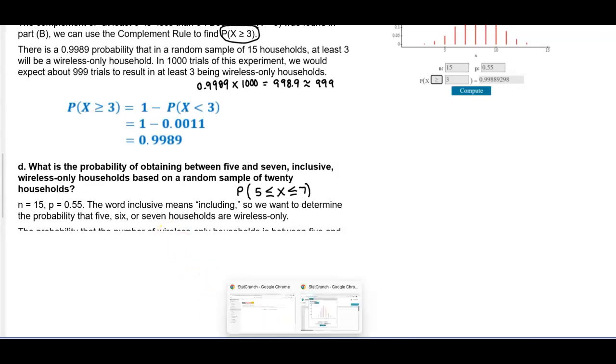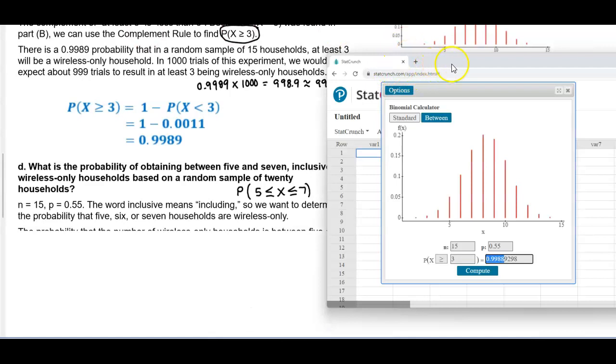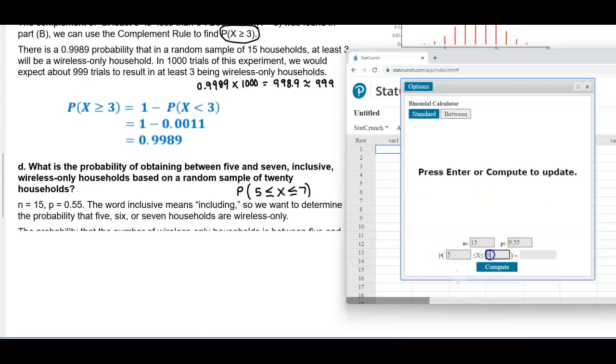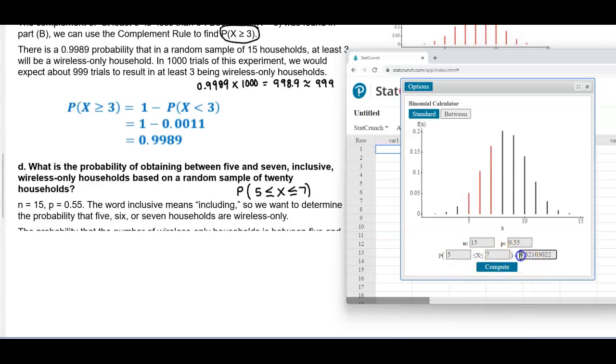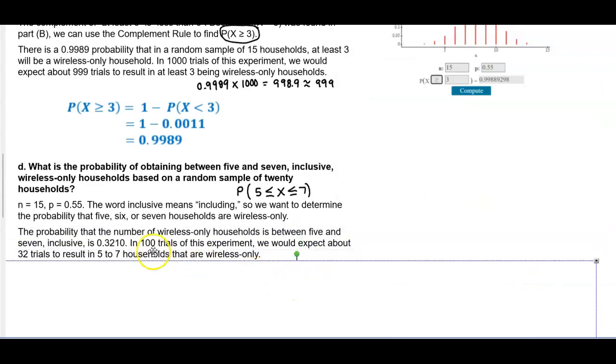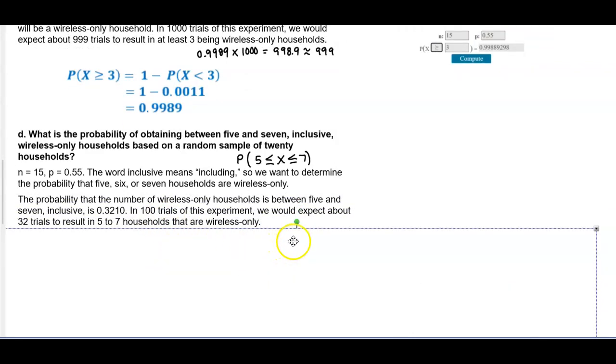So let's open that up in StatCrunch. Now, since we're looking for the value of between, over here we're going to click where it says between. And again, we still have n is equal to 15, we still have 0.55, and then we're going to put the first value, which is 5, and then the second value, which is 7, and then select compute, and there is our probability to 4 decimal places, 0.3210. So the probability that the number of wireless-only households is between 5 and 7 inclusive is 0.3210.